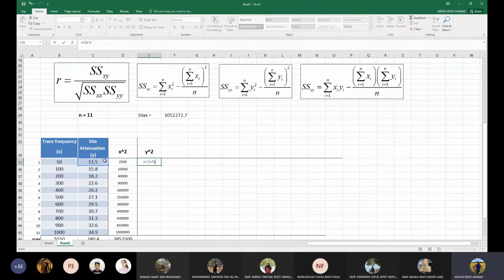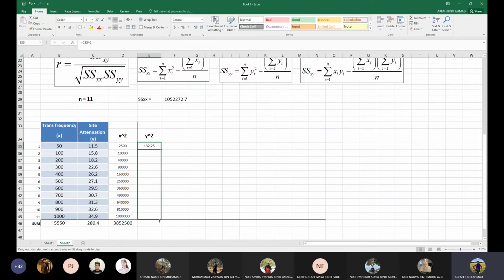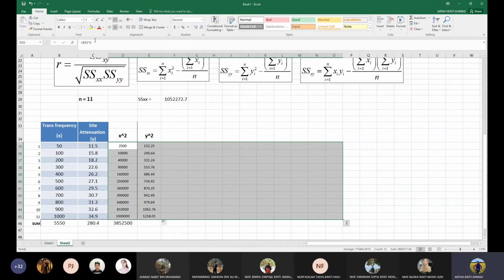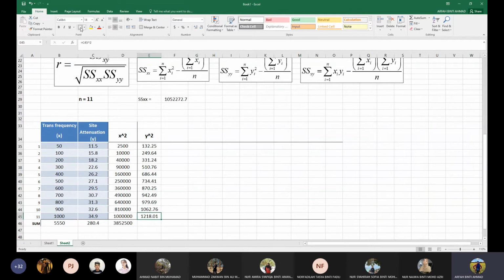We are calculating SSYY. So take a look at the formula: the summation of each Y squared, minus the sum of Y squared divided by N. Press enter, we get 132.25. Then drag downwards. If you look at the formula, it takes C36 squared and so on, C41 squared. Then total the sum for each of these. Close the bracket and press enter.